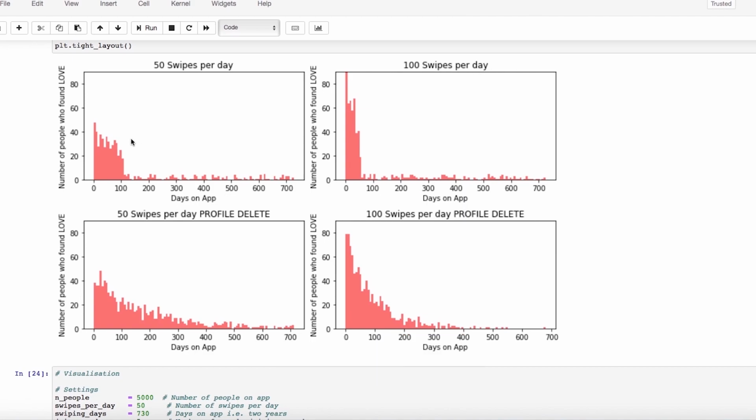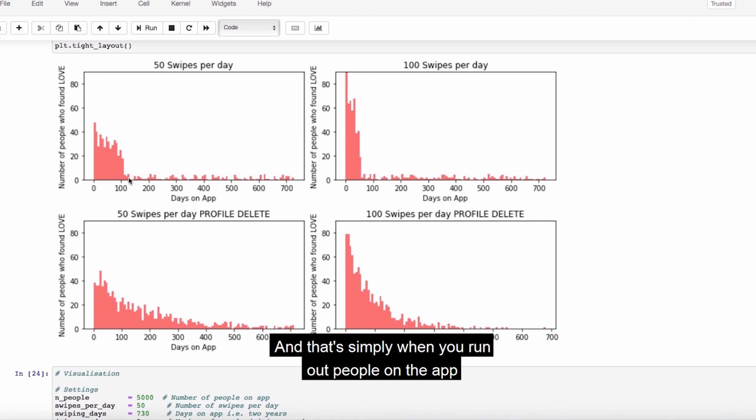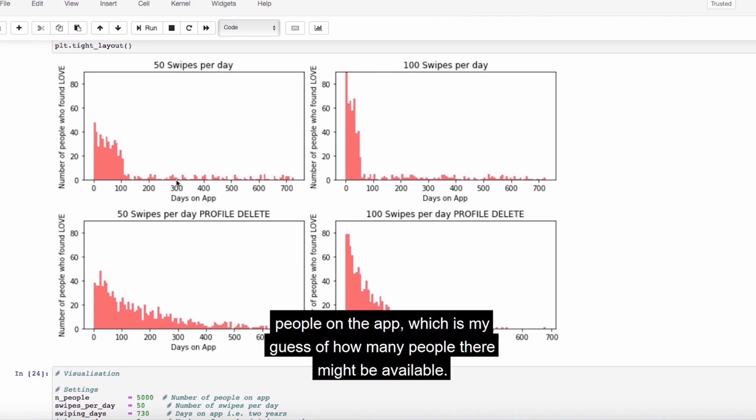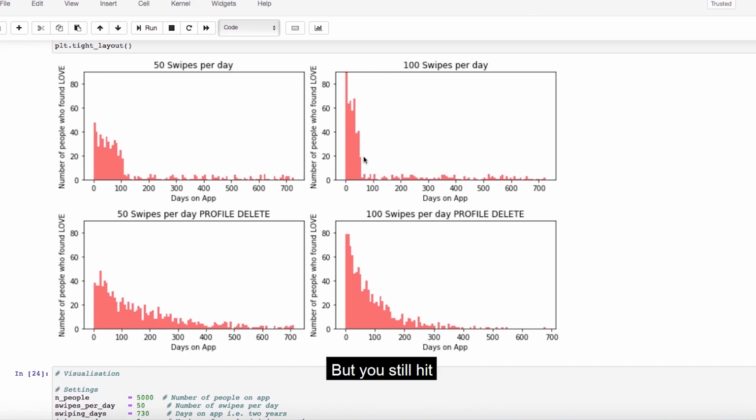Okay. And what we find is that after 100 days on the 50 swipes per day, there's a big drop off. And that's simply when you run out of people on the app. In the simulation, I add 5 more people in each day, but obviously it sort of stops to a trickle after you run through these first 5,000 people on the app, which is my guess of how many people there might be available. And the other sort of quick trick you could do is just swipe more people, but you still, a lot of people find love within the first, in this case, 50 days, but you still hit this issue of running out of people.